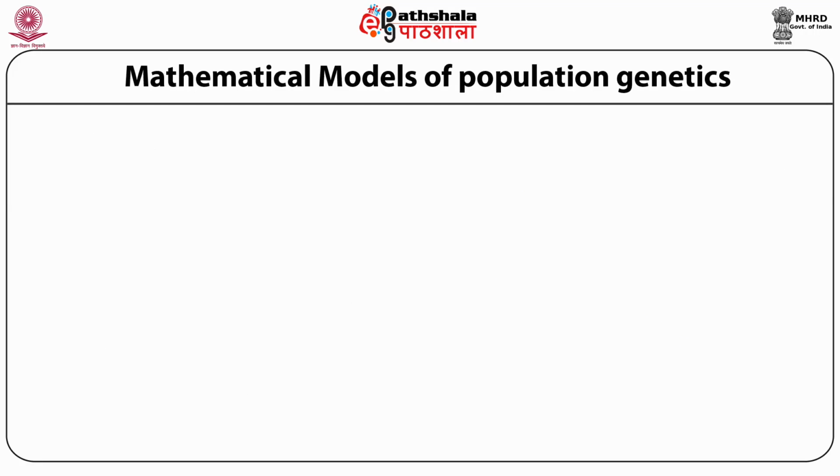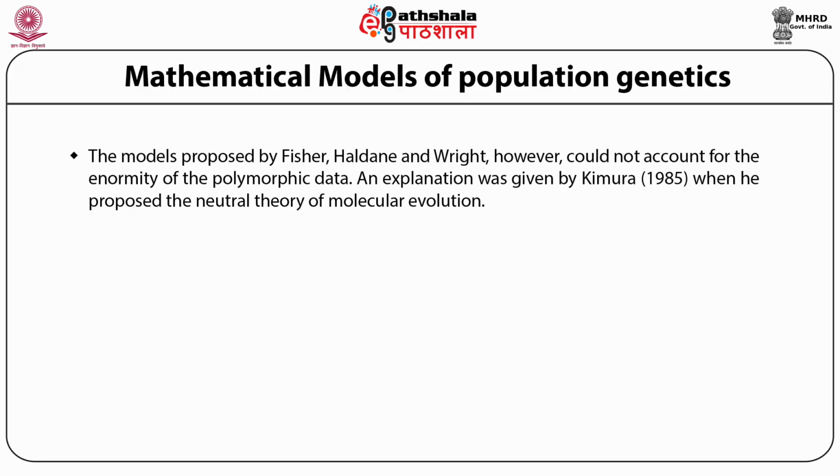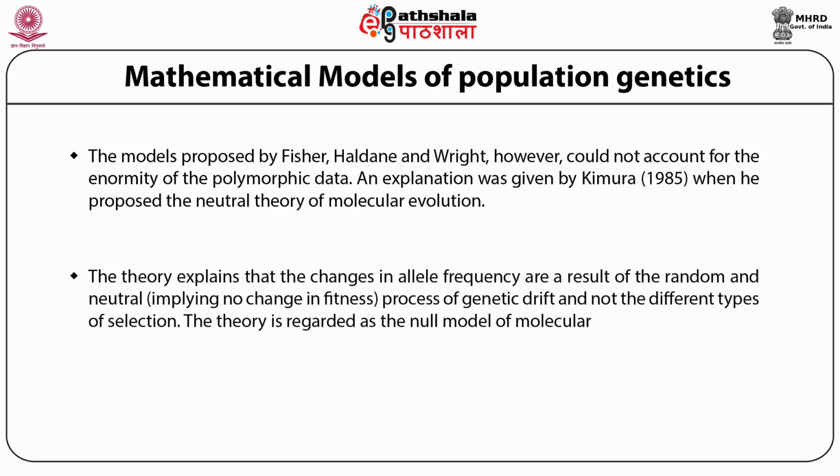The increased ability of molecular geneticists to generate large amounts of polymorphic data posed a huge problem. The models proposed by Fisher, Haldane, and Wright could not account for the enormity of polymorphic data, the explanation for which was given by Kimura. Kimura proposed the neutral theory of molecular evolution. This theory explains that the changes in allele frequencies are a result of the random and neutral process of genetic drift and not the different types of selection. The theory is regarded as a null model of molecular evolution.